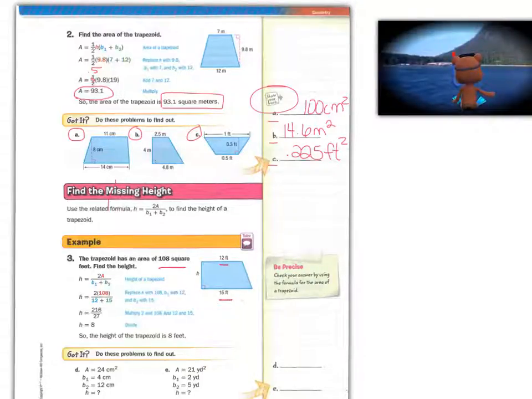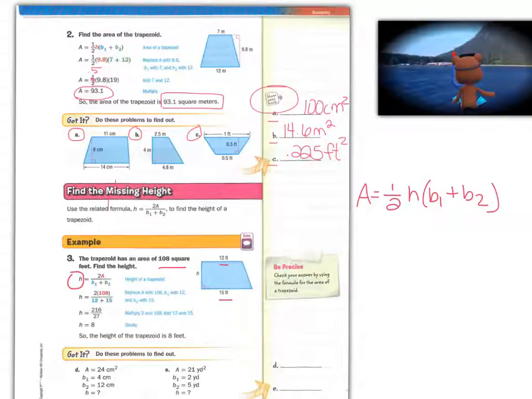So in this case, you would fill in all your information into the formula. We are missing the height. Now, look at how they got this equation. They have height equals 2A over b1 plus b2. Where did they get that? Because we started out with area equals 1/2 times the height times b1 plus b2. How did we get this height thing over here? That looks really complicated, so let me just show you what we did.